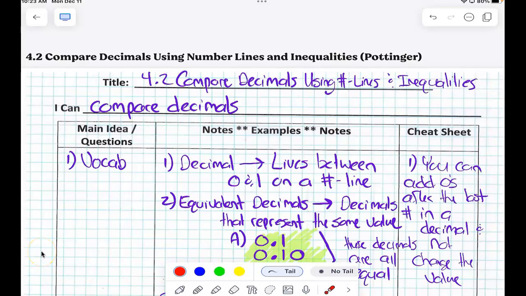All eyes should be up on the screen. Today we were working on comparing decimals using number lines and inequalities. Can you compare decimals? Yes. Where do decimals live? Say again?